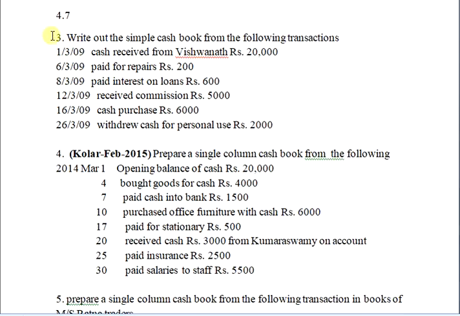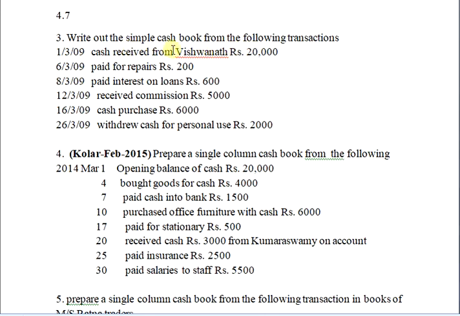In the third problem, check here. I will explain it. Take your pencil and mark it, my dear students. Write out the simple cash book from the following transactions. 1/3/2009, cash received from Vishwanath. Directly they have given what? Cash received from Vishwanath rupees 20,000.